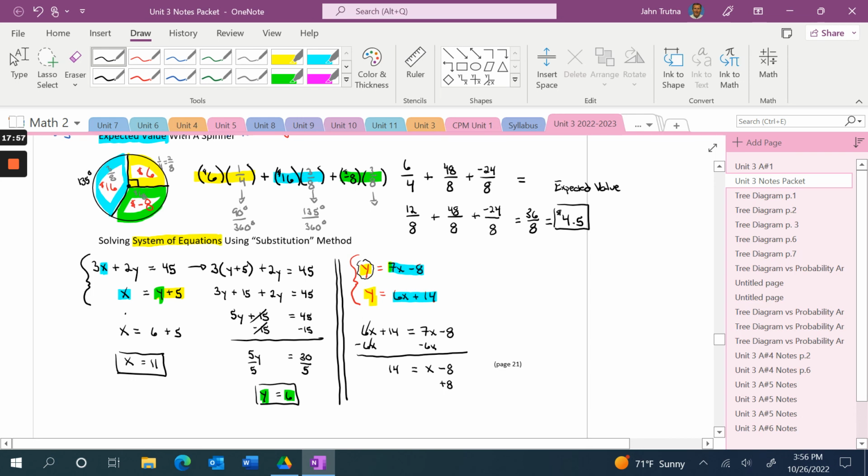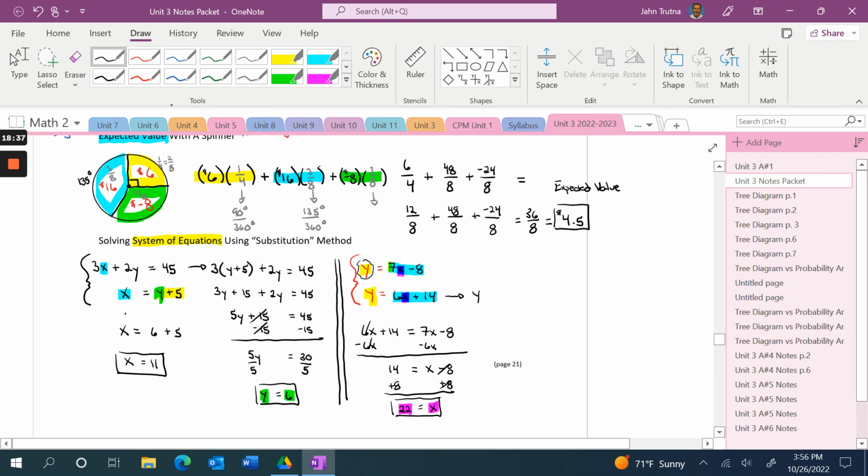Continuing to solve, I would add 8 to both sides of the equation. I'm solving for x, so I need to get x by itself, and I just did. I get x is equal to 22. Okay, that right there is half of your answer. I now know what x equals. Now that I know x is equal to 22, I go back up to either one of these equations, and in the place of x, I put a 22. I substitute a 22 into either equation. I'm going to substitute it into this equation.